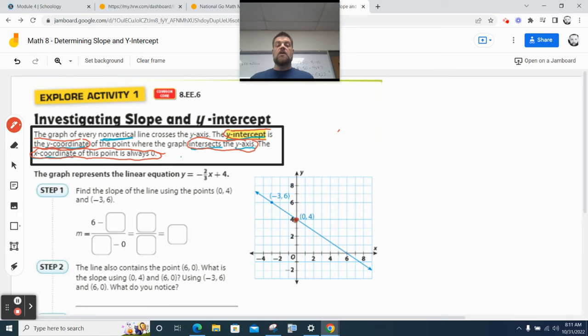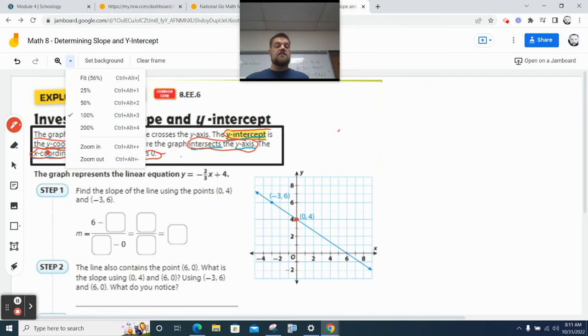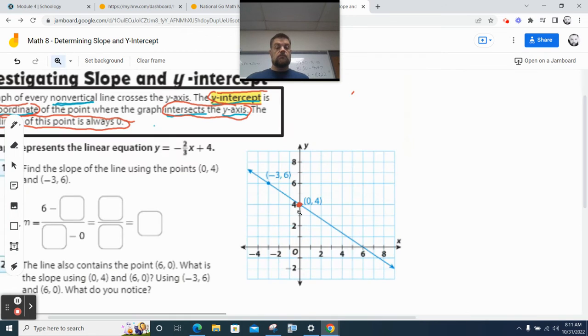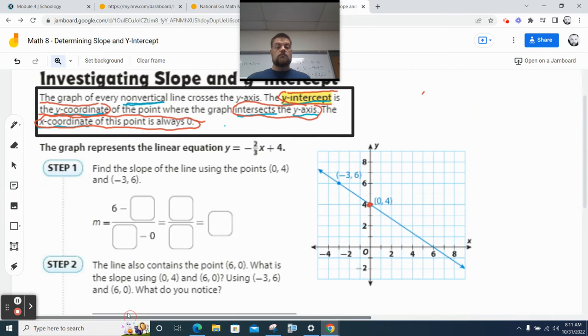Right here is where my line crosses the x-axis, or I'm sorry, the y-axis. That's where it crosses, right there. Right over here. What is the x coordinate here? 0. What did it say in that paragraph? The x coordinate of the y-intercept is always 0.